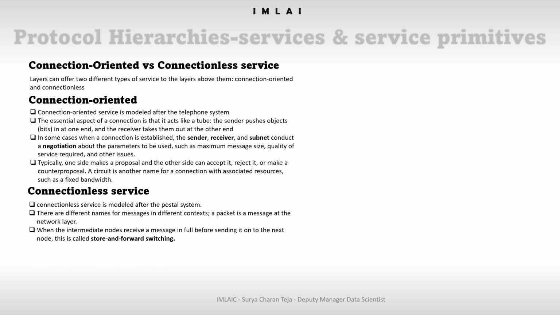The alternative to this is one in which the onward transmission of a message at a node starts before it is completely received by the node, and this is called cut through switching. So we have two types of switching in connectionless service: store and forward switching, and cut through switching.